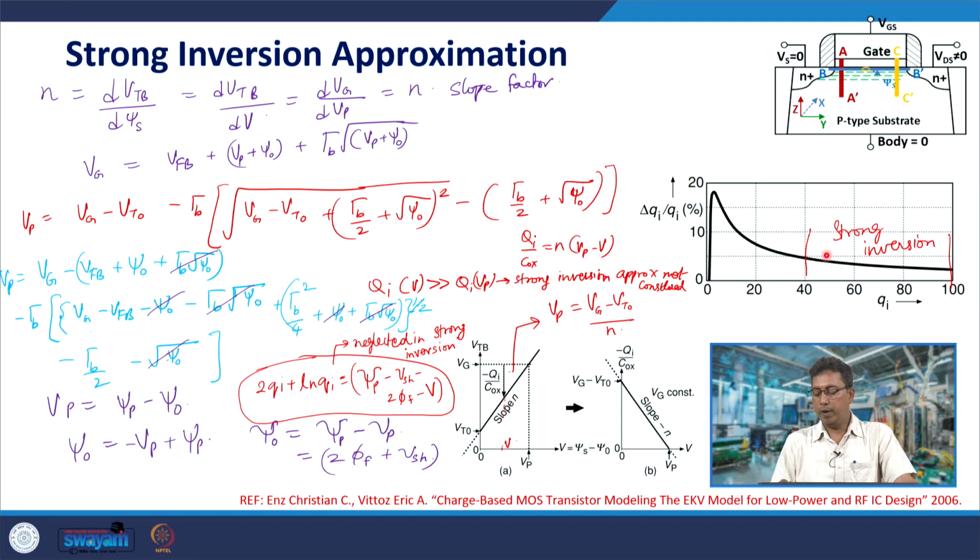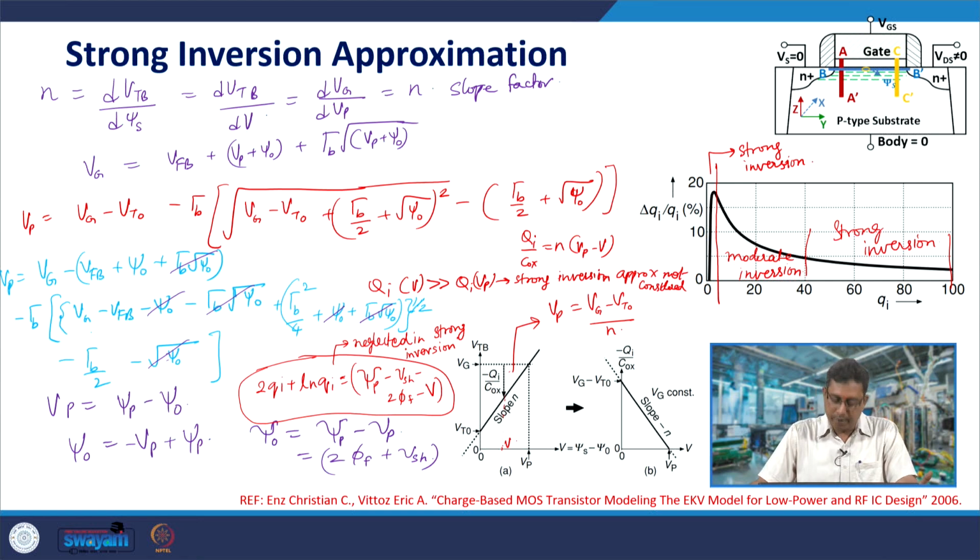So that is why the normalized change in inversion charge with respect to inversion charge is almost a constant. But in weak inversion, you find a sudden increase as you would expect, because that is an exponential relation. Exponentially with surface potential, the inversion charge increases as we have seen, and therefore there is a sudden increase, and it gradually becomes smaller as you approach moderate inversion, and then strong inversion. So this was our discussion regarding obtaining the linearized relationship between inversion charge and surface potential in the strong inversion regime.